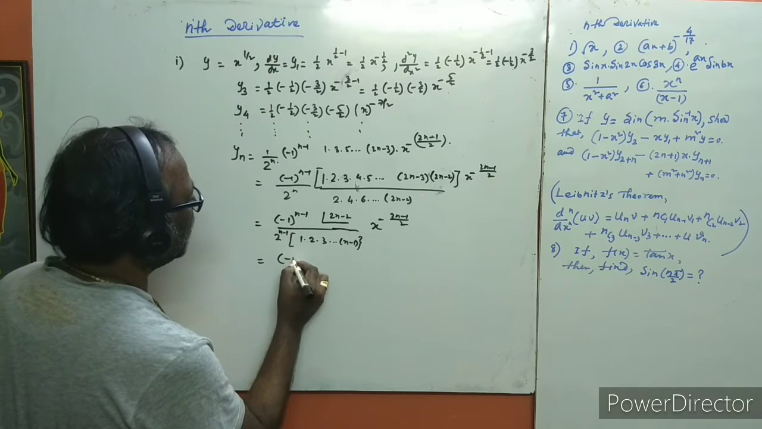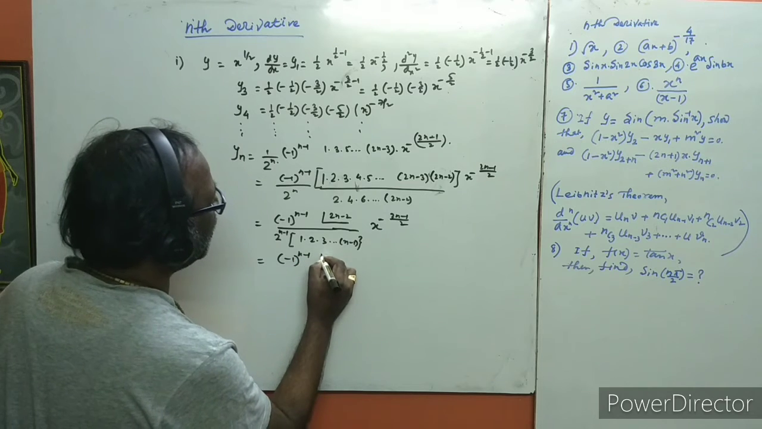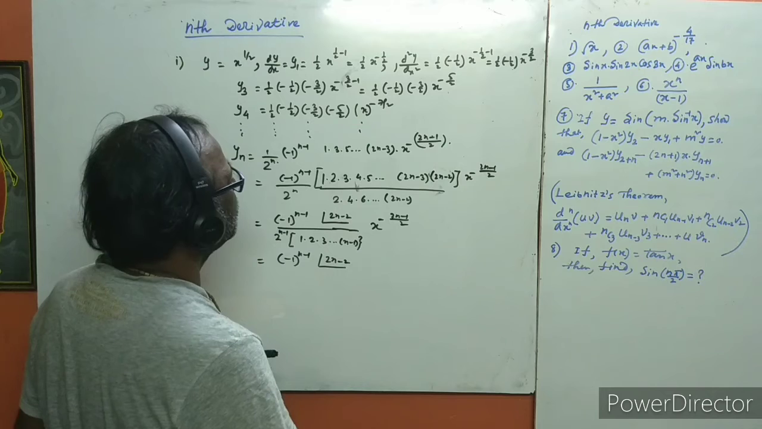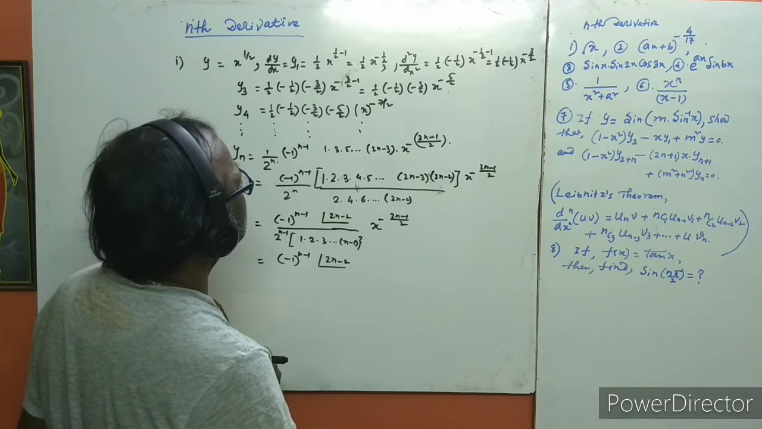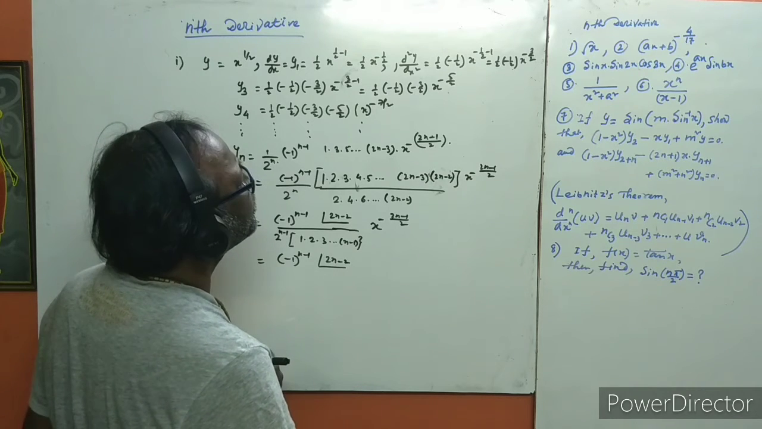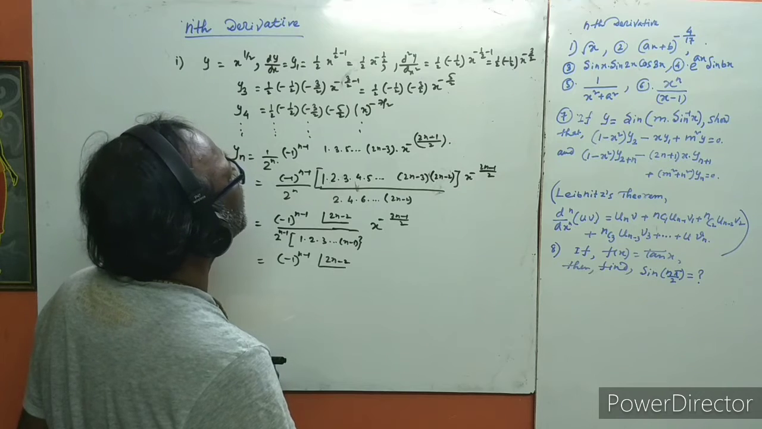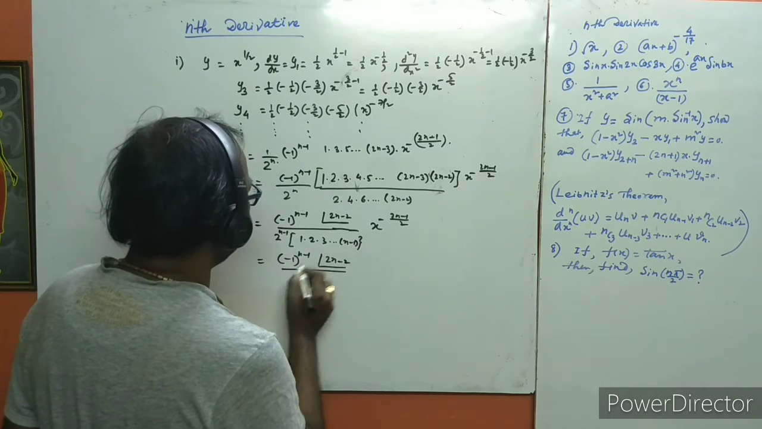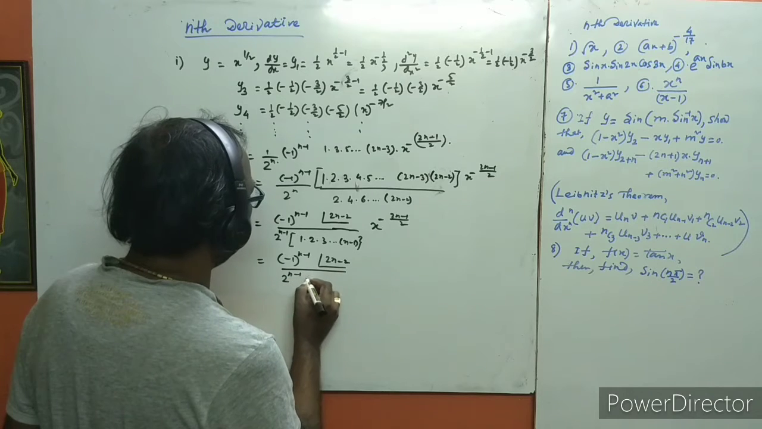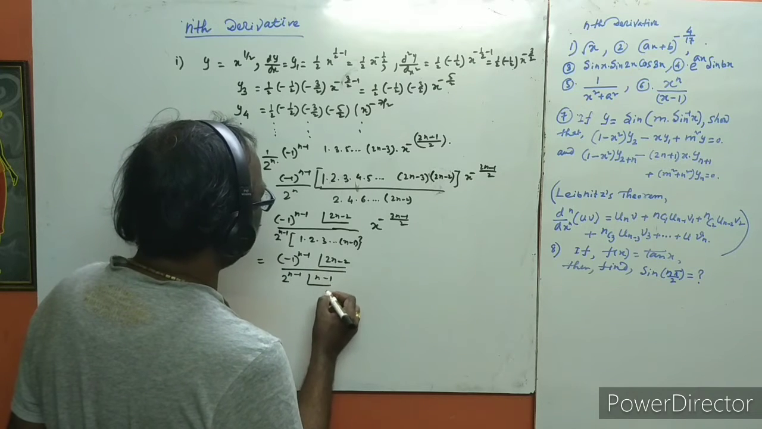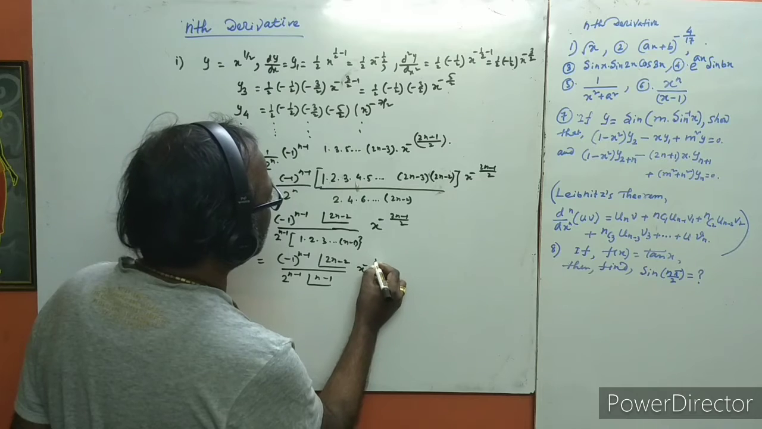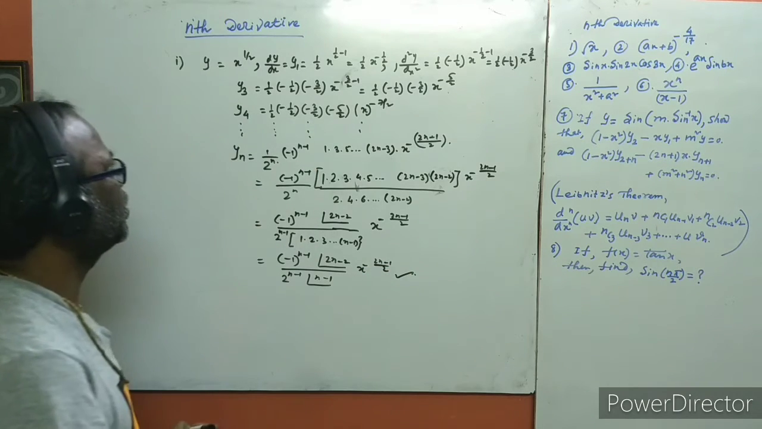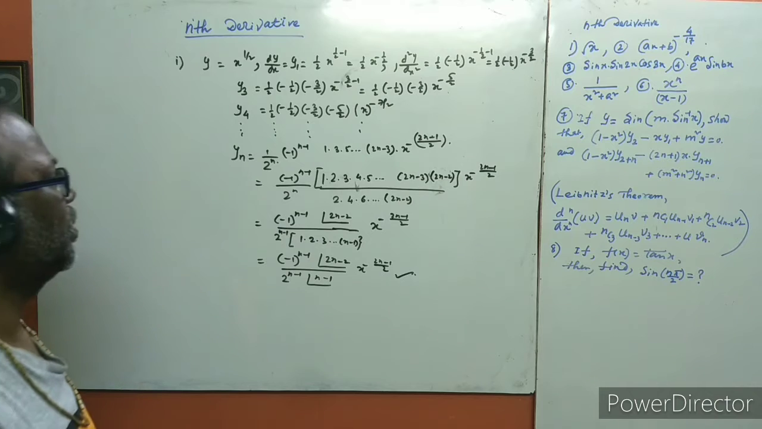see this is minus 1 whole to the power n minus 1, and this is factorial 2n minus 2, divided by 2 to the power n minus 1, and this is also factorial n minus 1, and x to the power minus (2n minus 1) by 2 here. Okay, this is the nth derivative of x to the power half. This is the smallest formulation.